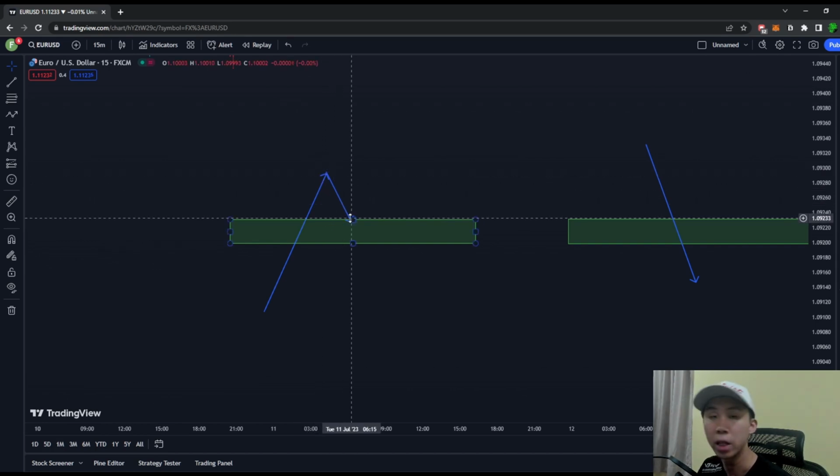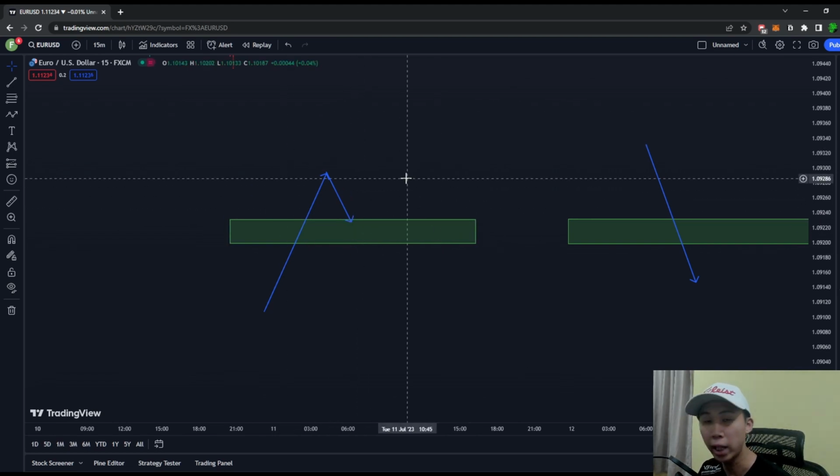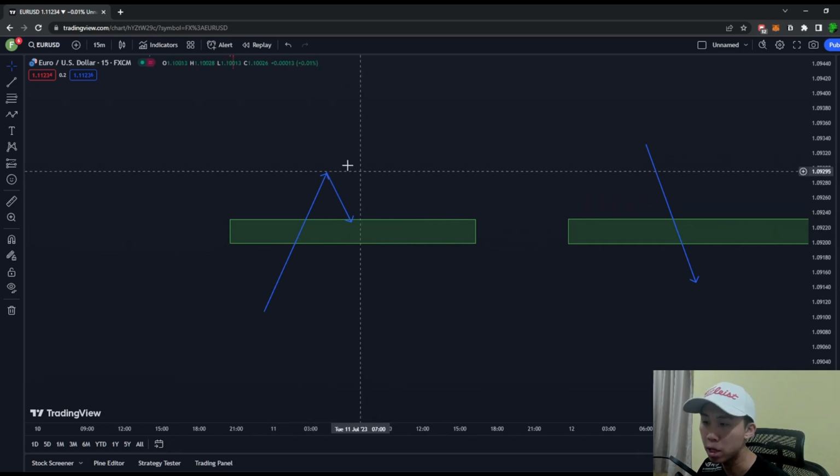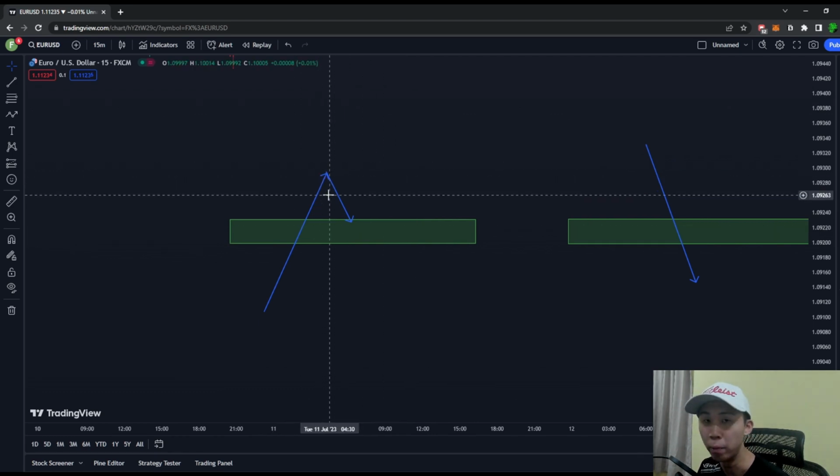Retest is happening. Yes, I know many traders teach to enter at the retest, but in this case, we are taking buys. What kind of momentum would it be for the retest to happen? It will be a seller momentum. That is when it does not match our trade. We want to take buys, but it is having a seller momentum.